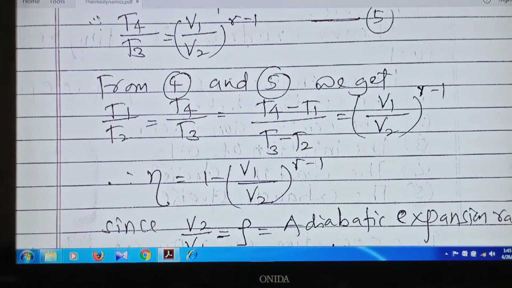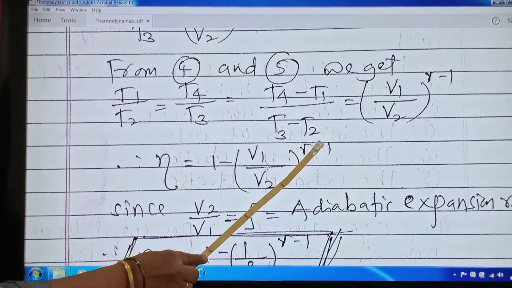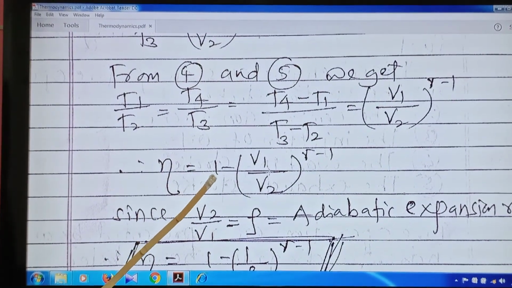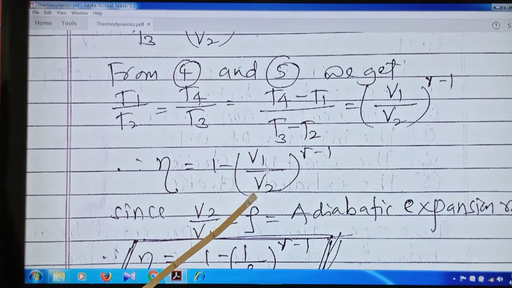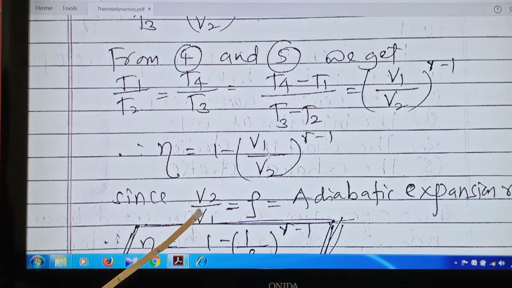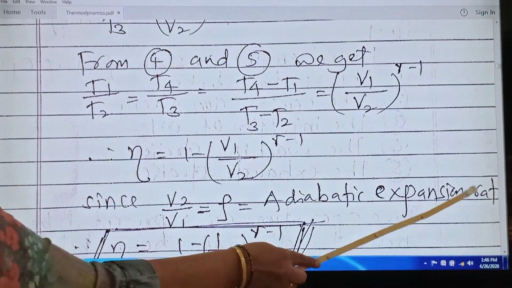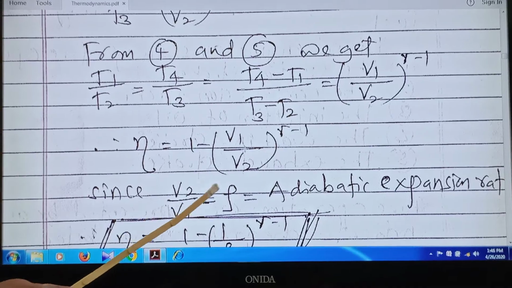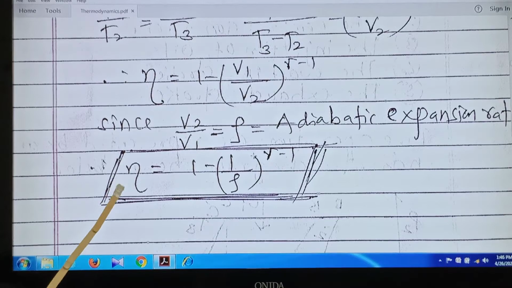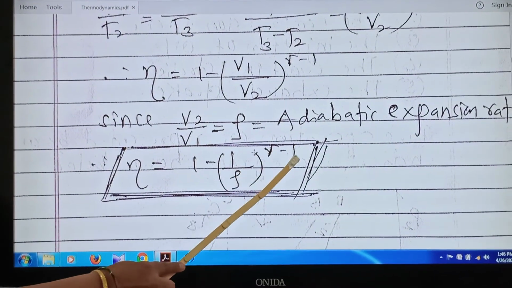Therefore, substituting the value of (T4 minus T1) divided by (T3 minus T2), we get eta, the efficiency, equal to 1 minus (V1 by V2) whole raised to gamma minus 1. We know that V2 divided by V1 is rho and is called the adiabatic expansion ratio. Substituting the value of rho in this equation, we get the efficiency eta equal to 1 minus (1 by rho) whole raised to gamma minus 1.